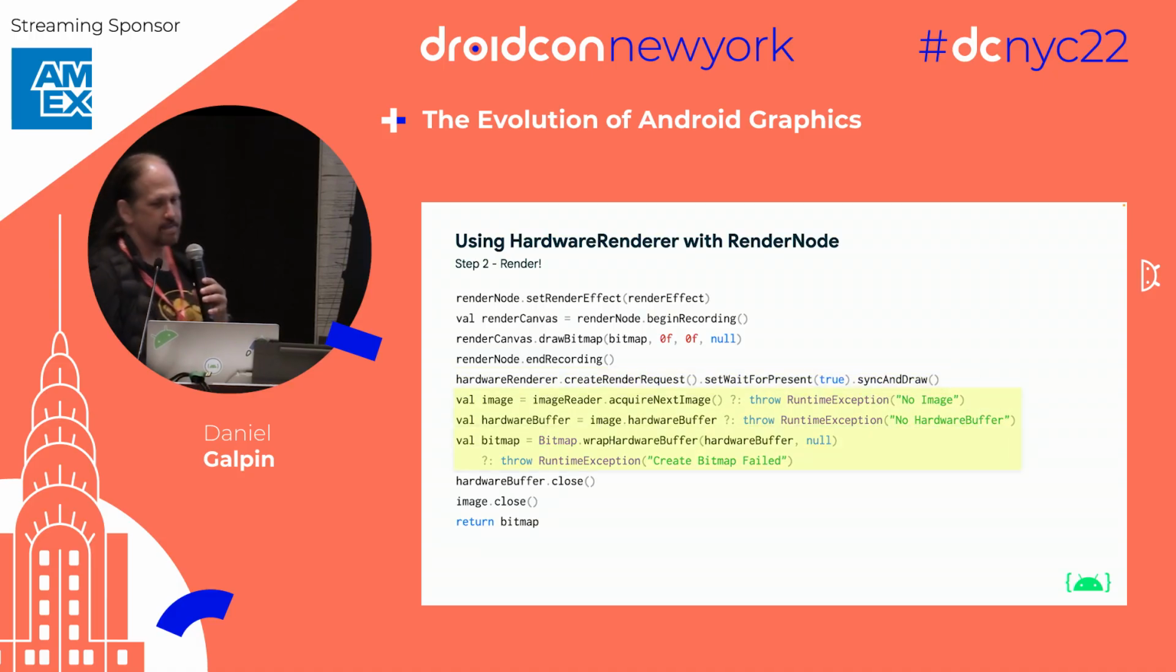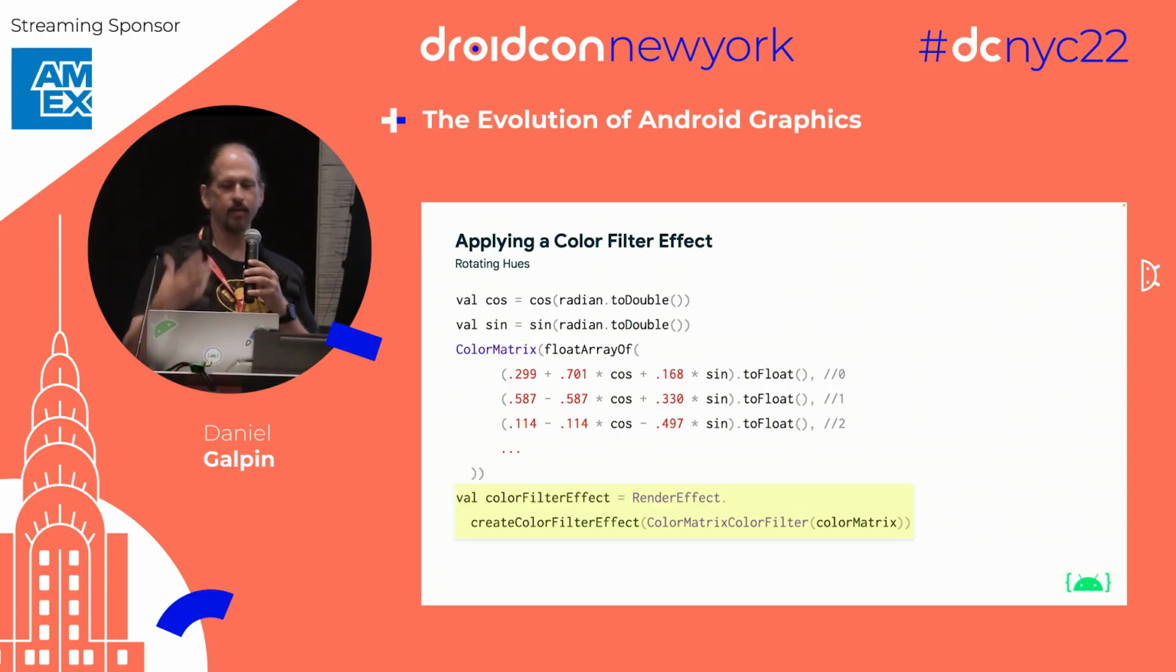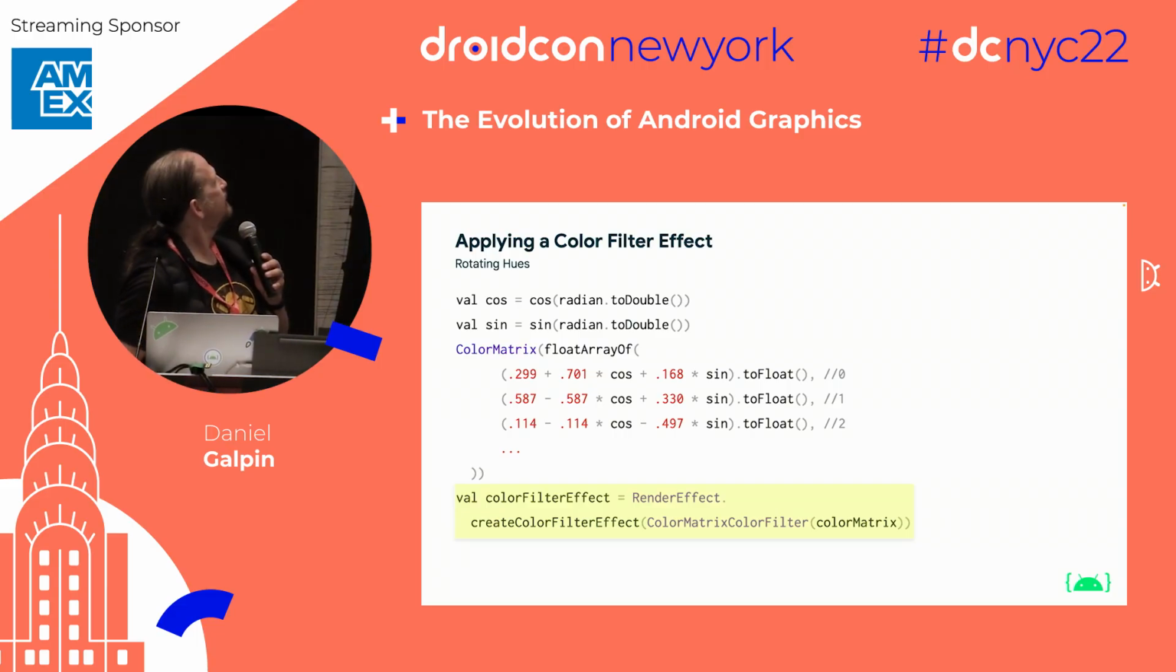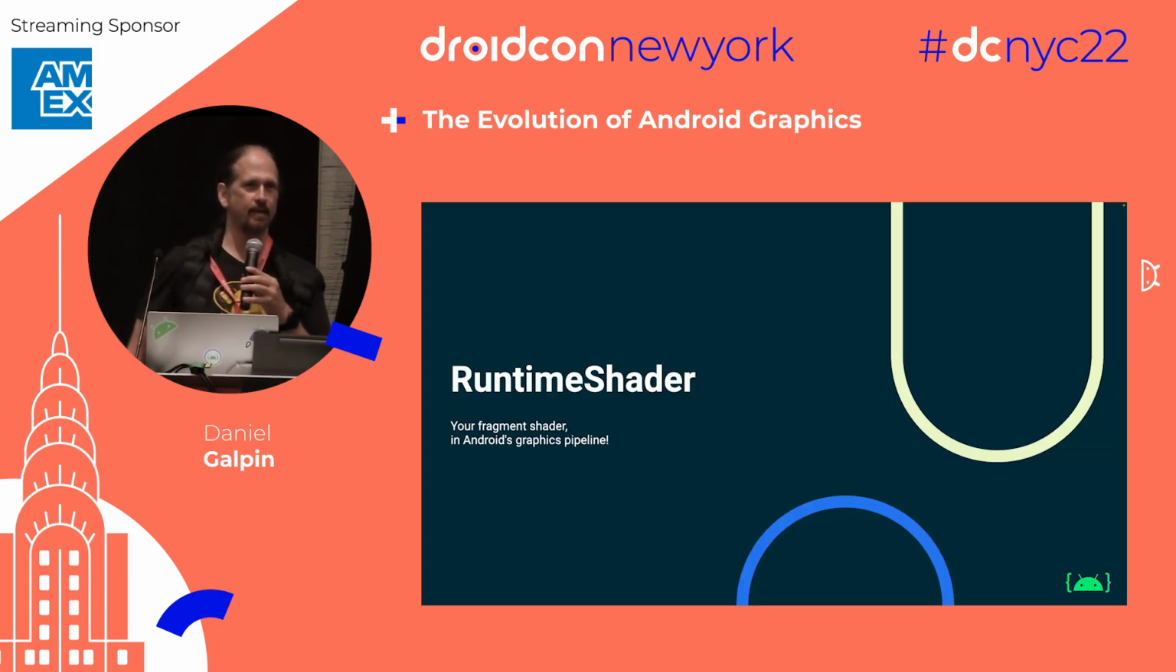So this is then what we do. We just create a color matrix, and we create a color filter effect, and we're there. So that's that, and that's how you can use the built-in shaders and do something that's kind of cool. But this is actually, I think, my favorite thing. As I said, I've been waiting.